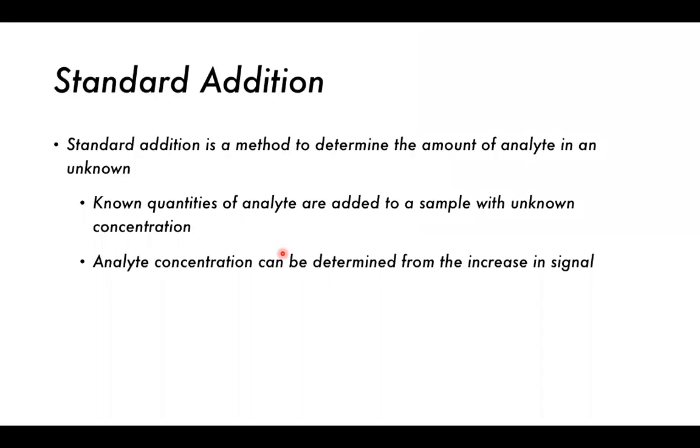And so standard addition is one of the ways that we can alleviate this. So the standard addition is a method to determine the amount of analyte in an unknown. So known quantities of analyte are added to a sample with unknown concentration, and the analyte concentration can be determined from this increase in signal.